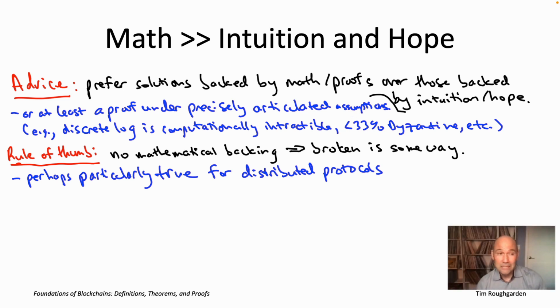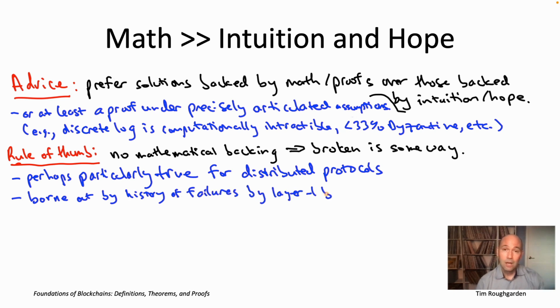I think this rule of thumb has really been borne out in practice. I think if you look at the history of failures in layer 1 blockchain protocols over the years, it really provides a lot of support for this rule of thumb. Pretty much every major layer 1 you might have ever heard of has at some point basically been broken, had some problem with its consensus protocol.